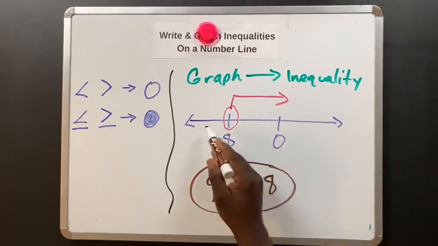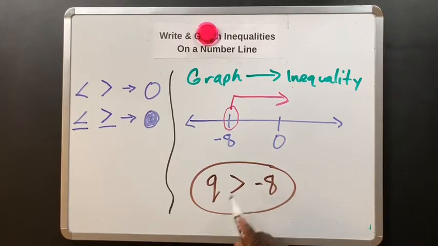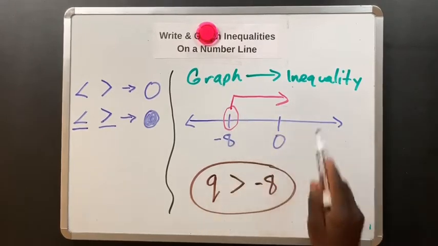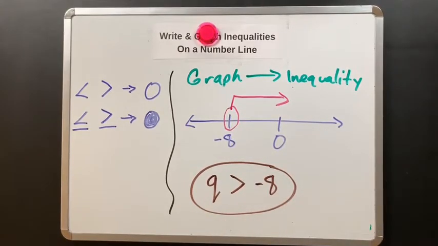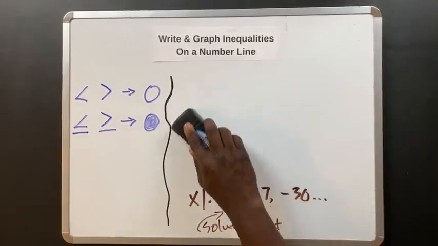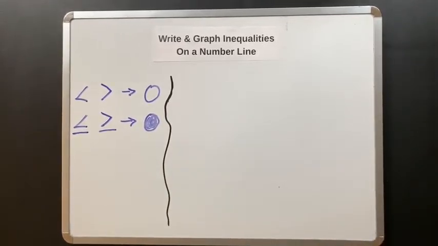Here is the picture of the model, and here is the math sentence. And then the word sentence, I'll speak it this time. All values of Q greater than -8. Very good. Let's go ahead and prepare to now solve some inequalities. Then we're going to graph them and then describe them in a sentence.